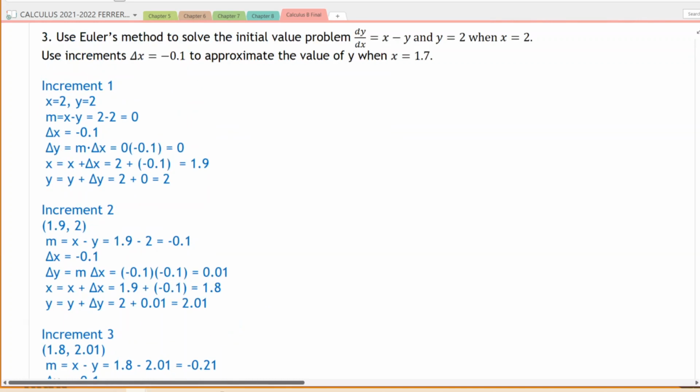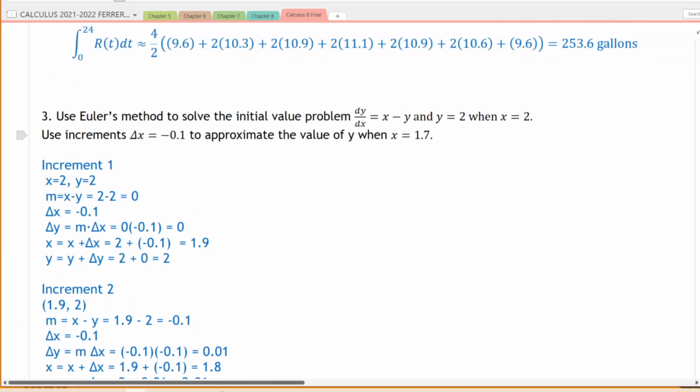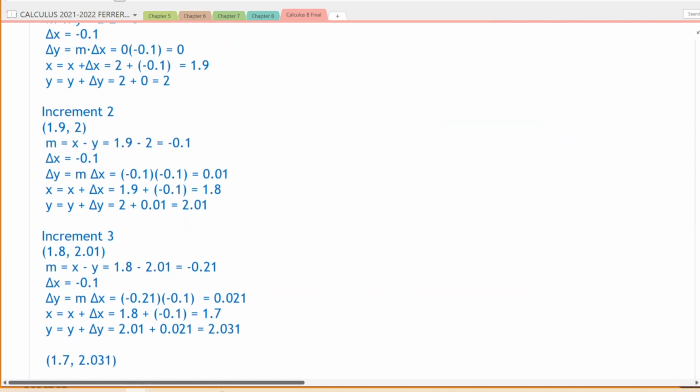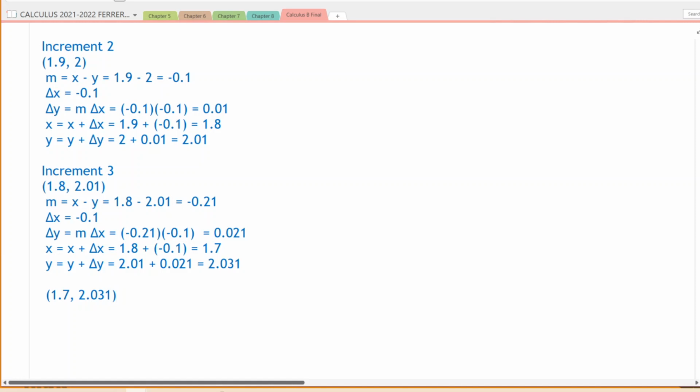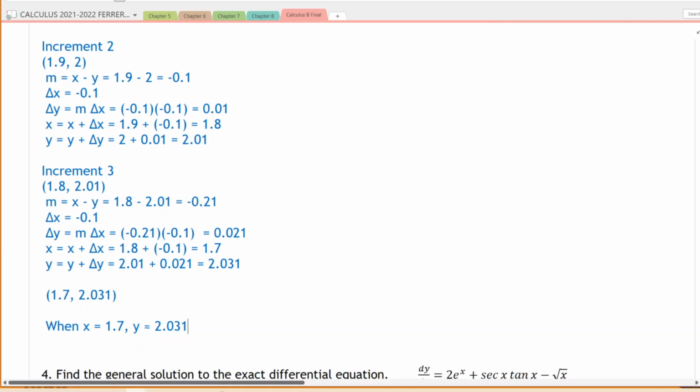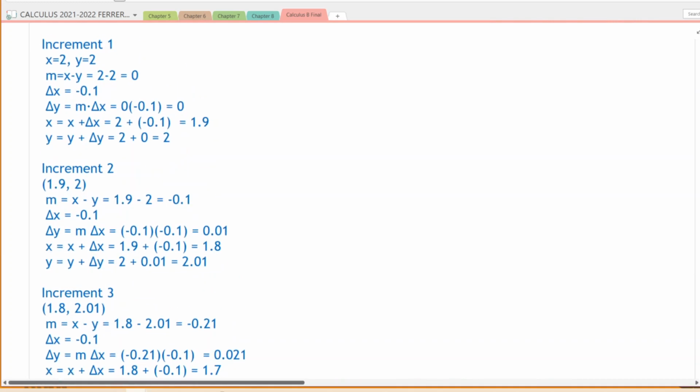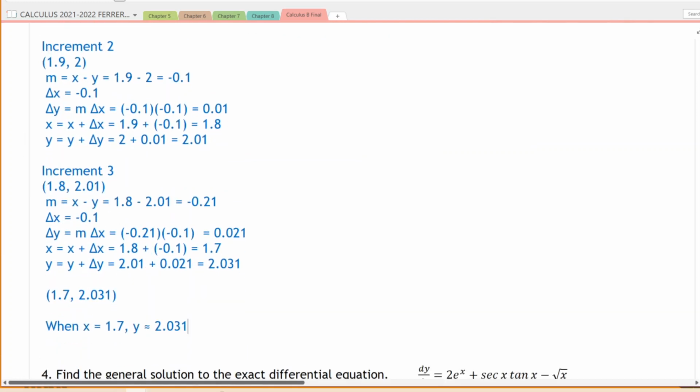2.031. Let's go back up to the top over here, and it says to estimate the value of y when x equals 1.7. So when x equals 1.7, y is approximately 2.031. Now the calculator that you're going to be using for this one is definitely going to be something a little bit, well, more like a four-function calculator. It should be enough to get a lot of this thing done.